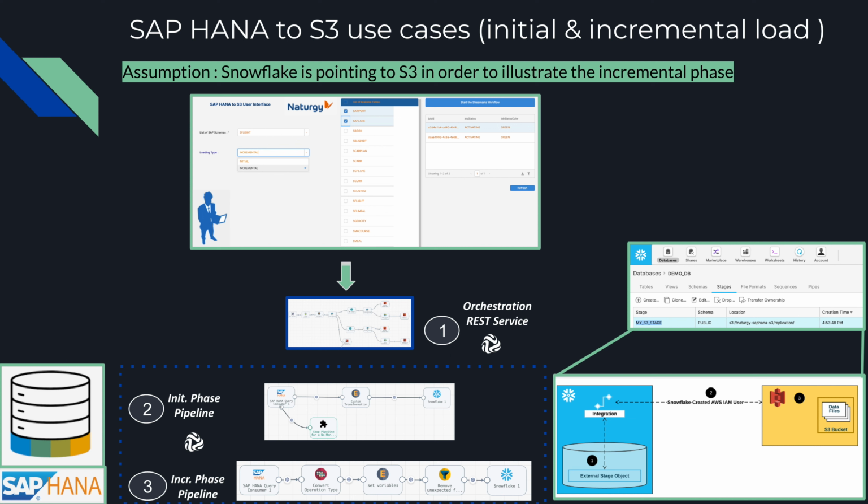Why do I use Snowflake here? Because I just want to show how easy it is to see the impact once we perform some CRUD operations in SAP HANA later on, in other words, how StreamSets can easily perform the incremental phase. So let's get started.